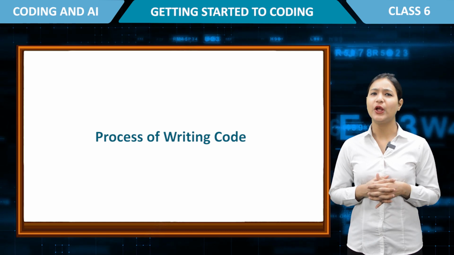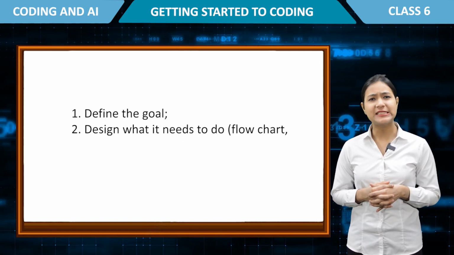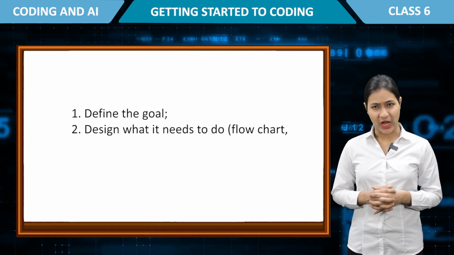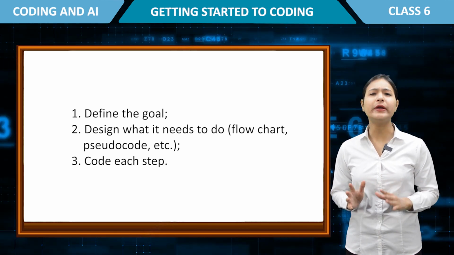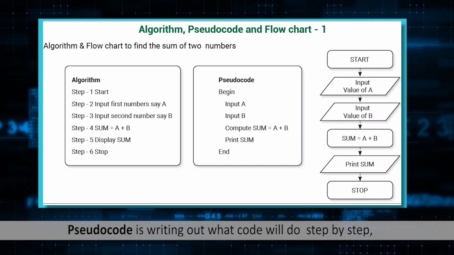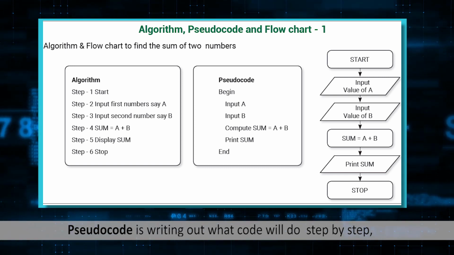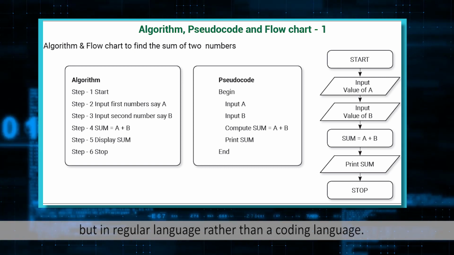Process of writing code. First, define the goal. Second, decide what it needs to do: flowchart, pseudocodes, etc. Third, code each step. Pseudocode is writing out what code will do step by step, but in regular language rather than a coding language.